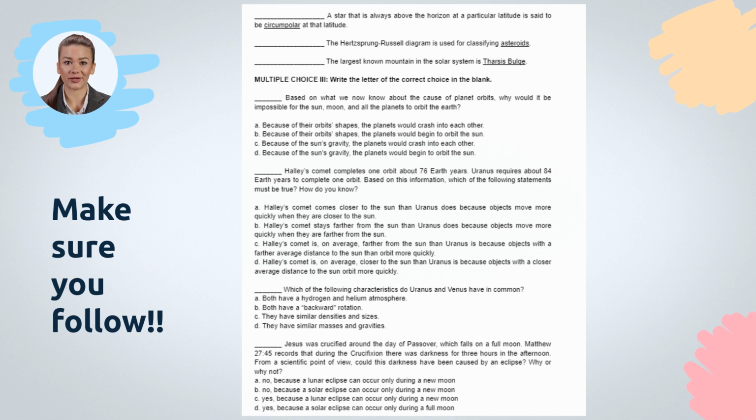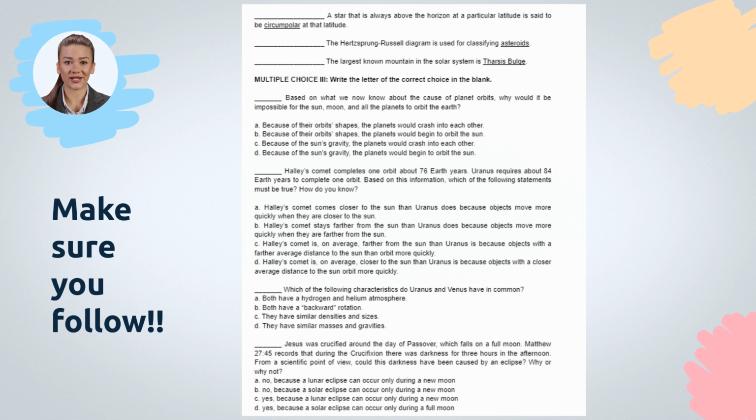A. Halley's Comet comes closer to the sun than Uranus does because objects move more quickly when they are closer to the sun. B. Halley's Comet stays farther from the sun than Uranus does because objects move more quickly when they are farther from the sun. C. Halley's Comet is, on average, farther from the sun than Uranus is because objects with a farther average distance to the sun then orbit more quickly. D. Halley's Comet is, on average, closer to the sun than Uranus is because objects with a closer average distance to the sun orbit more quickly.